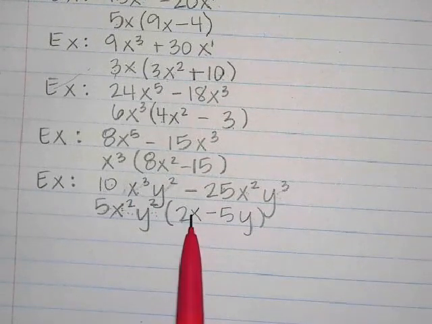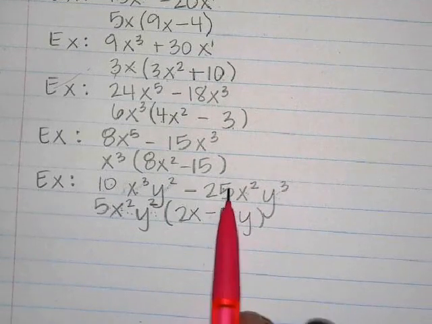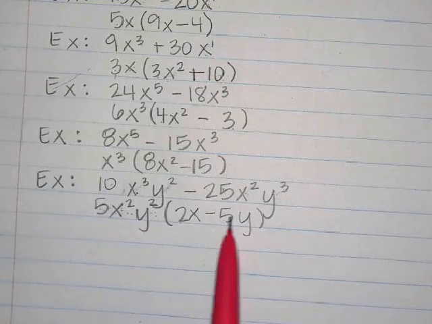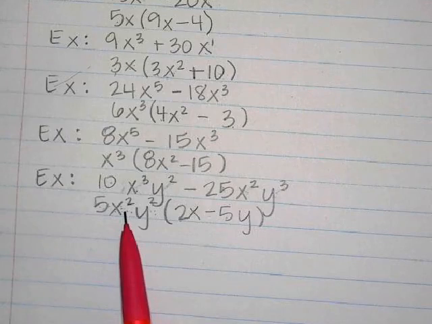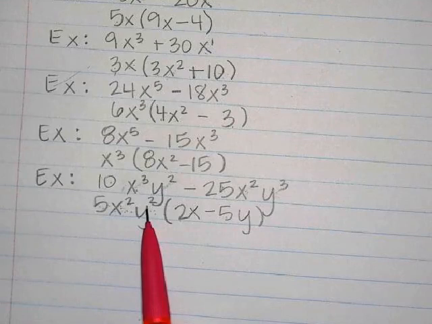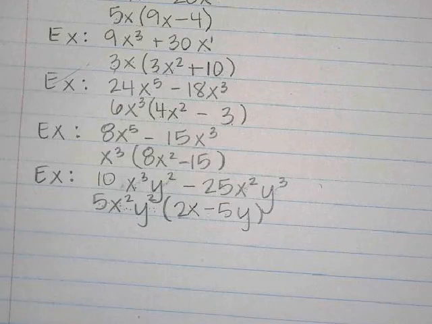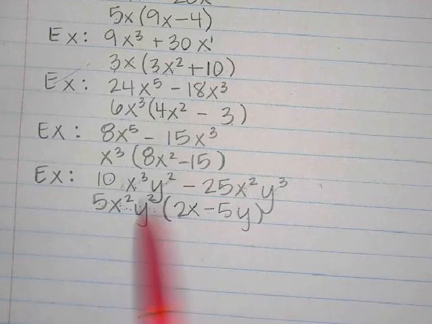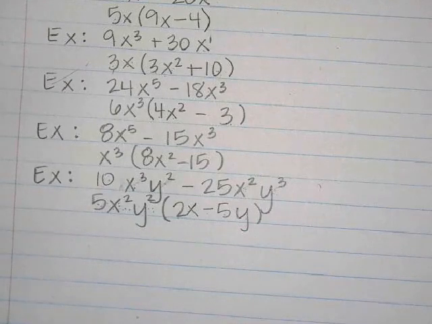Then for my second term, I have 25 divided by 5 gives me the 5. For my x's, I already took 2 out, so the x's are done. I have 3 of the y's. I already took 2 of them out, so I have 1 left over. So between what's in the parentheses and what I write, I should have all of it. Okay. GCF feels comfortable.